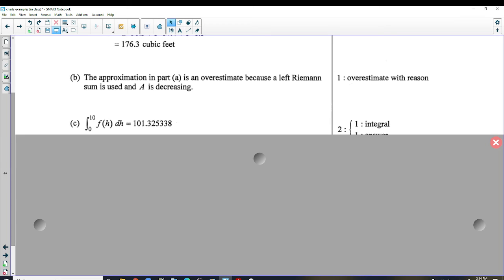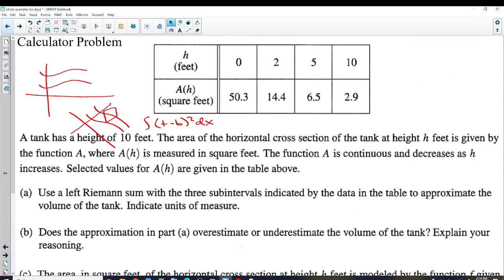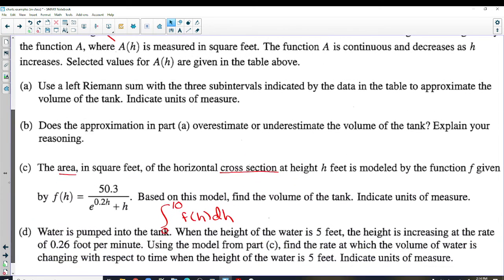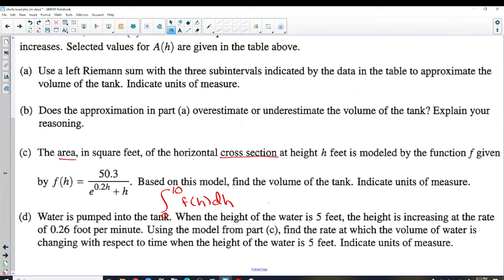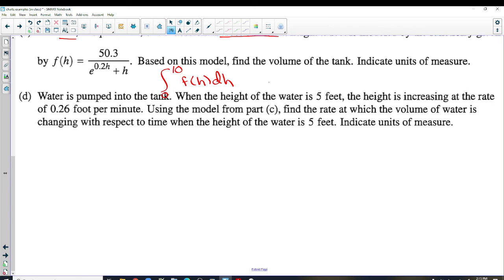Okay. Last one's kind of tough. It's tough because we don't do a lot of these. That's probably why it's tough more than anything. So let's read it. This one's been a struggle for everybody today, and I figured it would be. Water is pumped into the tank. When the height of the water is 5 feet, the height is increasing at a rate of 0.26.